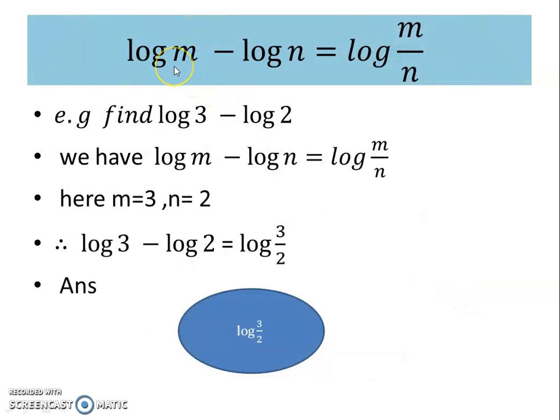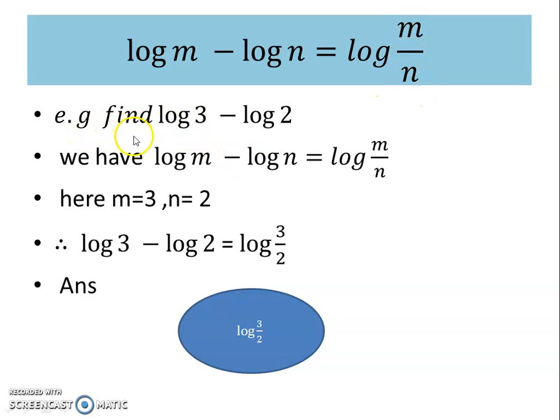Next, a very important law of logarithm, that is the quotient law. I take the reverse way. How? If subtraction is there, I can divide in quotient form. That is log m minus log n gives log m upon n.